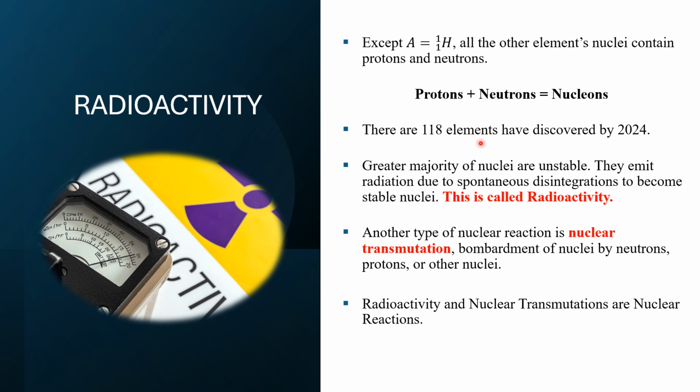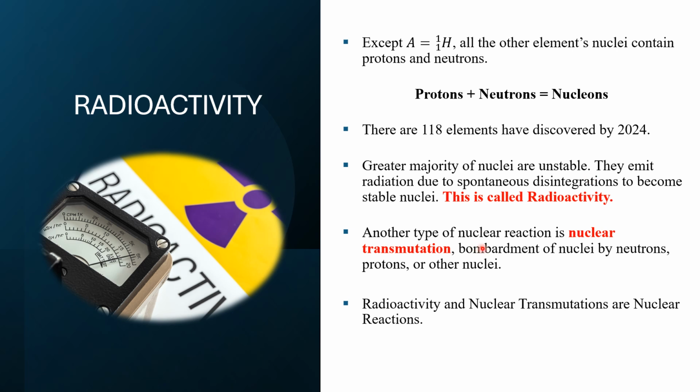There are 118 elements in total that have been discovered and synthesized so far, as of 2024. The great majority of these nuclei are unstable, so they emit radiation due to spontaneous disintegrations to become stable nuclei. We call that process radioactivity.